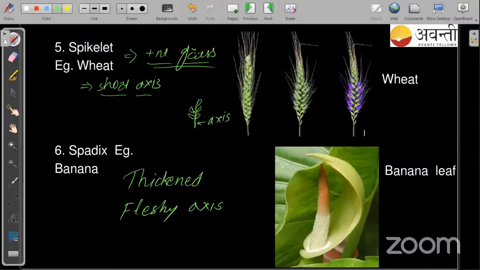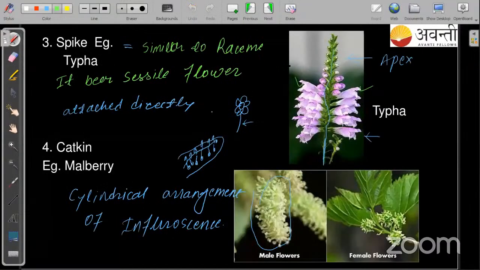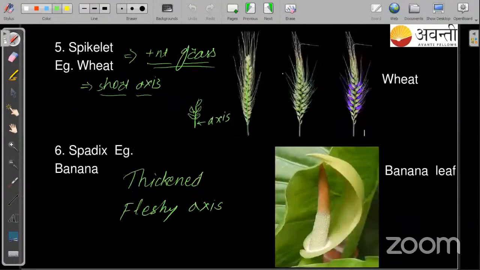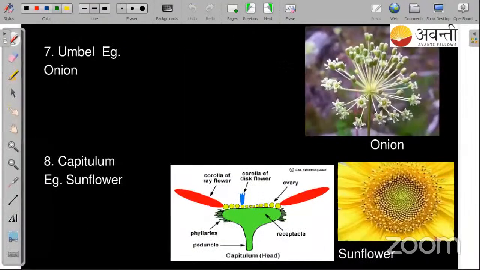Okay, coming to the next. Please remember the speciality of specific types of flowers, because some questions ask on that speciality. We will revise all the parts after the completion of this system. So next is the umbel, and an example of umbel is the onion.